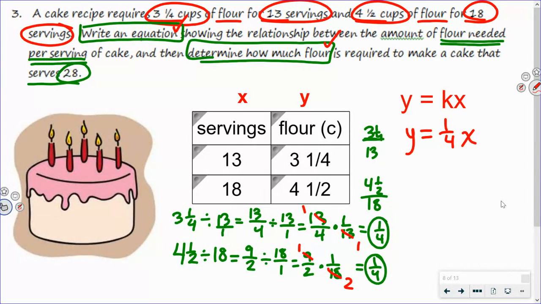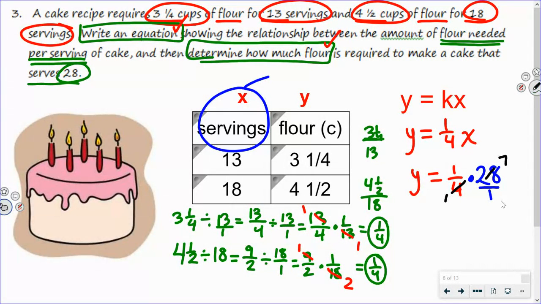Determine how much flour for 28 servings. So if I rewrite this equation, I'm going to ask myself, where is the 28 going to go? The 28 is the number of servings, servings being the number of X. We're going to go ahead and write times 28. Now, naturally, that's 28 wholes. I'm going to pop a 1 under there. Cross reduce to make my life a little easier, and we end up with 1 whole times 7 wholes, which is 7 whole cups.